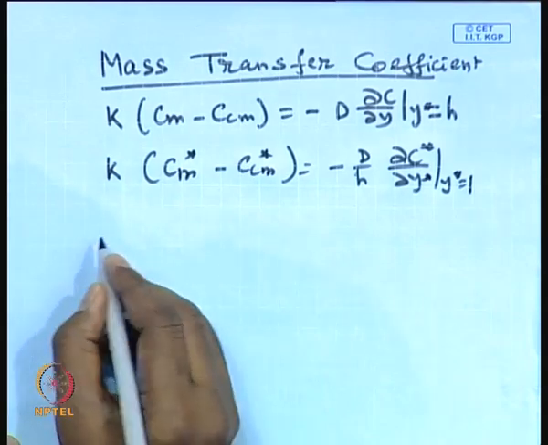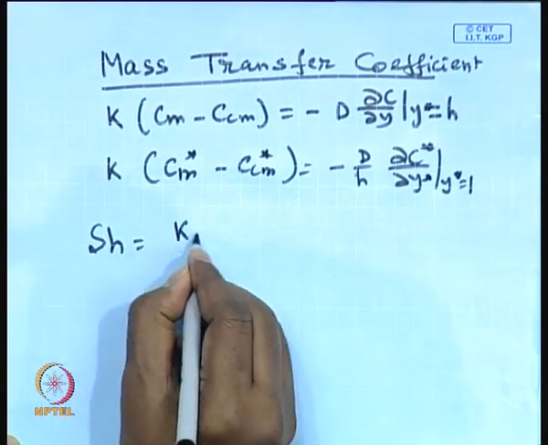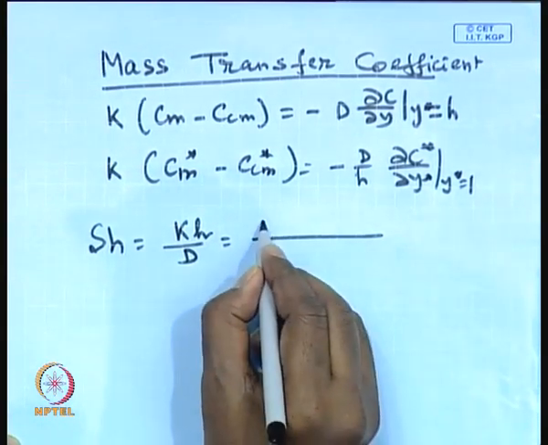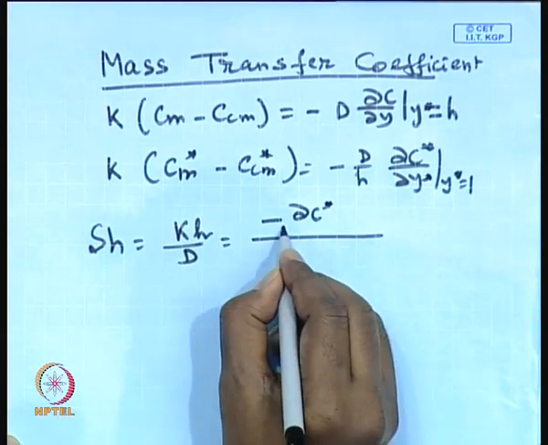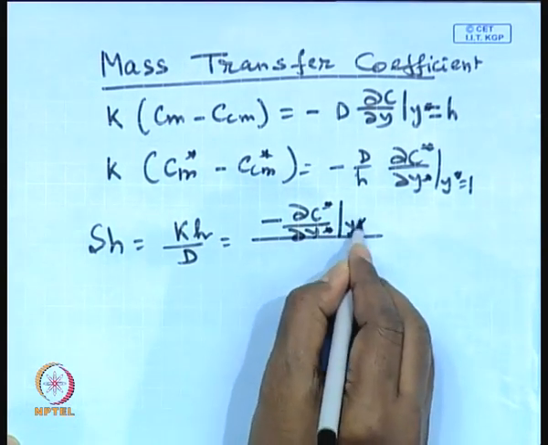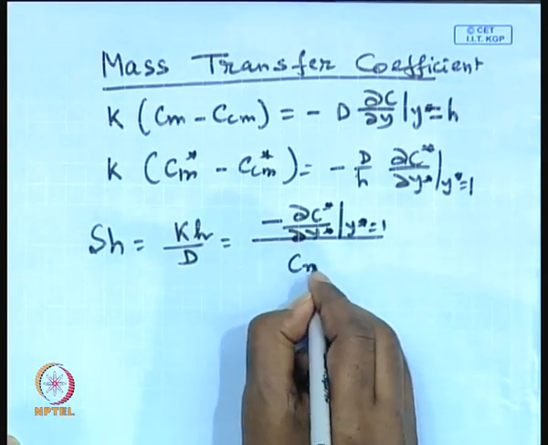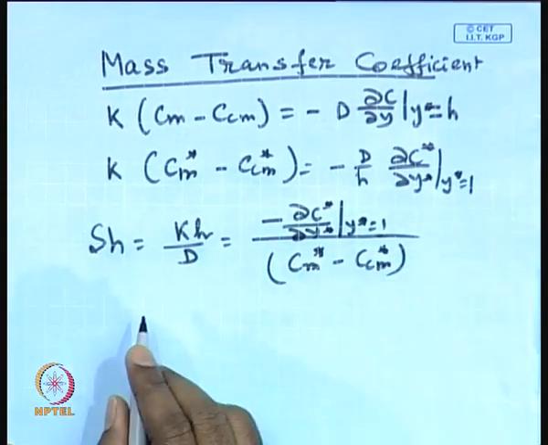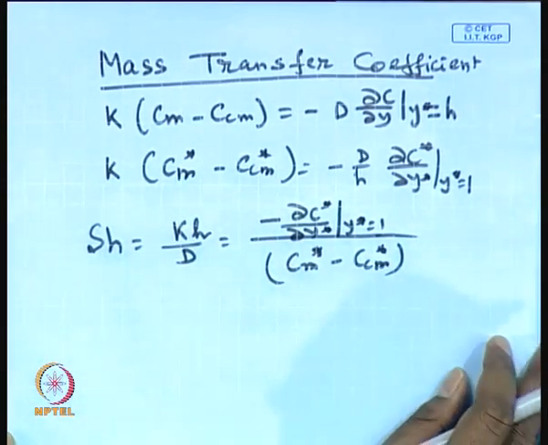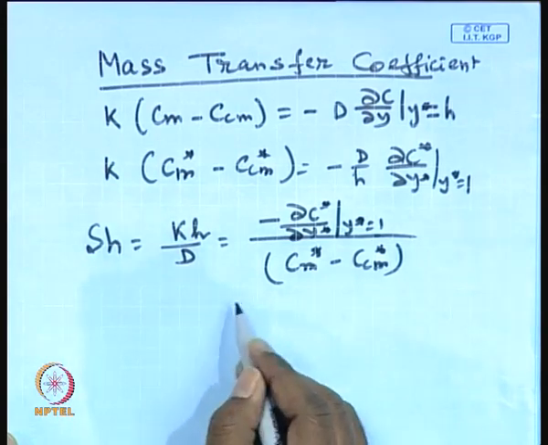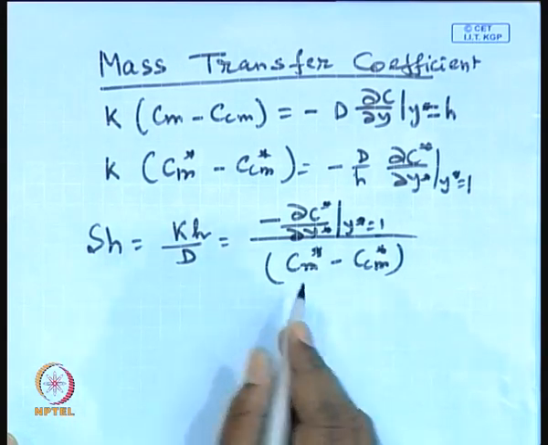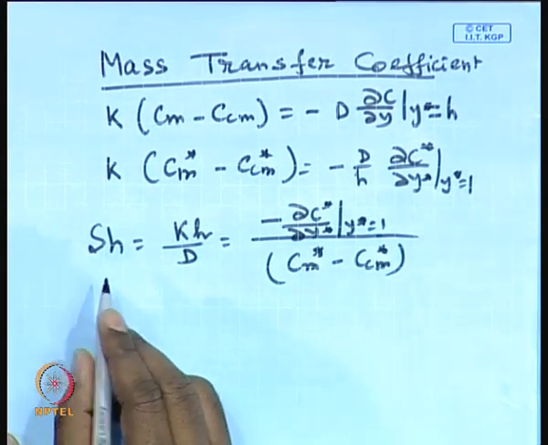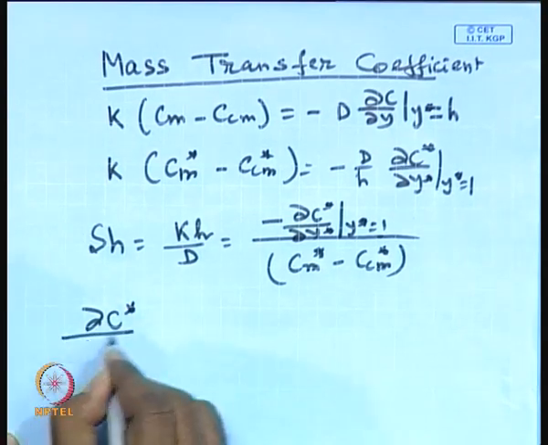Okay. So, Sherwood number is defined as k h over D for this particular problem, and in the non-dimensional quantity this will be del c star del y star at y star is equal to 1 divided by (c_m star minus c_cm star). Okay. So, that is the definition of Sherwood number, and you can put the values, and if you write down the first eigenvalue, then see what you get. Okay. Del c star, let us first evaluate del c star del y star.